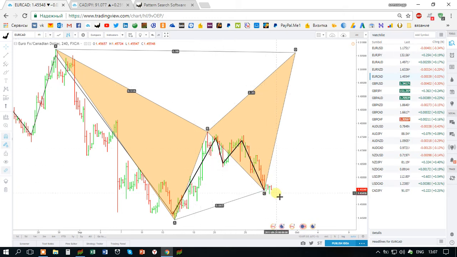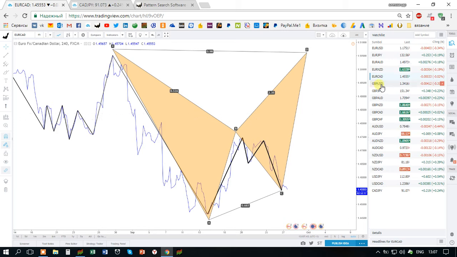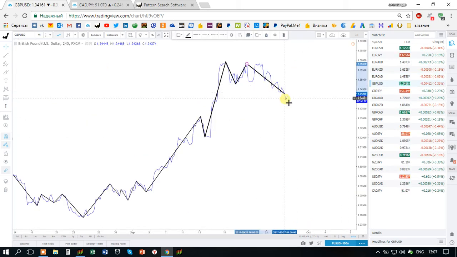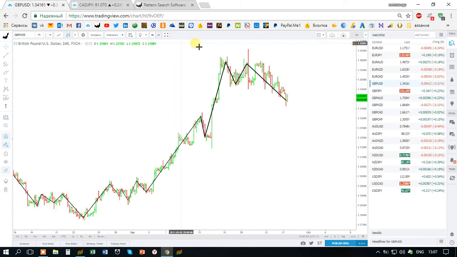Okay, nothing here. I can see nothing. Euro Canadian, nothing. We can have that potential bad formation, bearish, but it is very far from completion. Going lower with pound dollar. Let's see if we have some pattern. Nope, nothing.